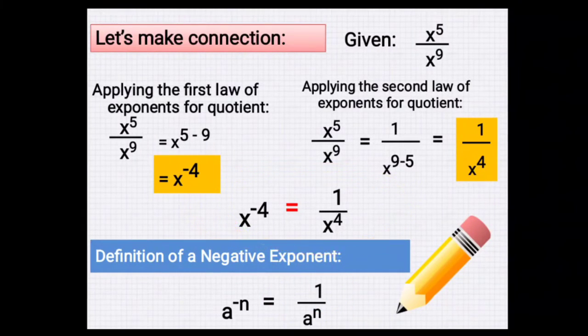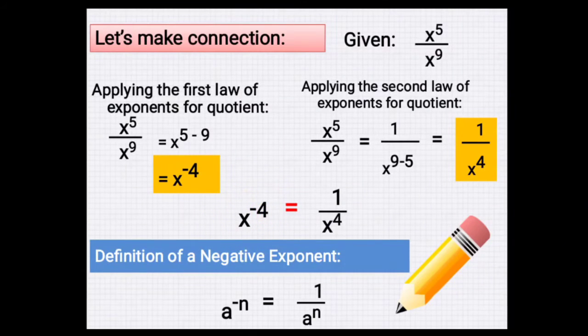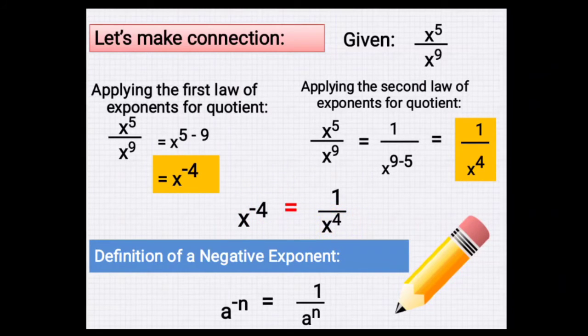So 1 over a raised to n. Like on our results, we have x raised to the negative fourth power. Okay, so the reciprocal of x is 1 over x. Okay, 1 over x. Then we copied the exponent with positive sign. So 1 over x to the fourth power. Okay?